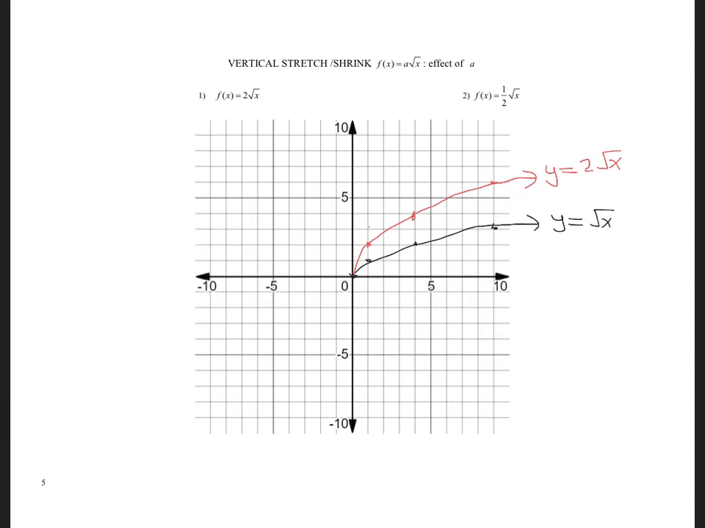And then for the vertical shrink, it's going to be multiplied by 1/2. So this is going to be halfway right there. And then 1, 2, so you do 1.5. So it's going to be right there. So that's y is equals to half square root of x. Remember, this is vertical shrink. This is vertical stretch.